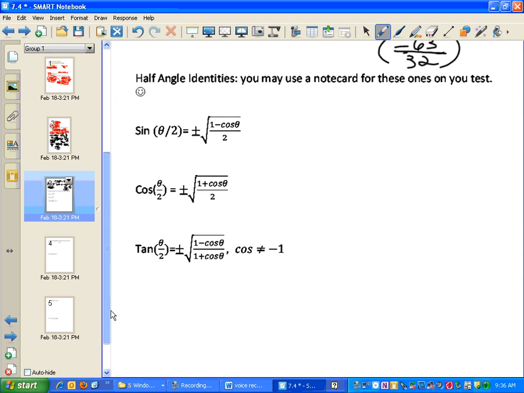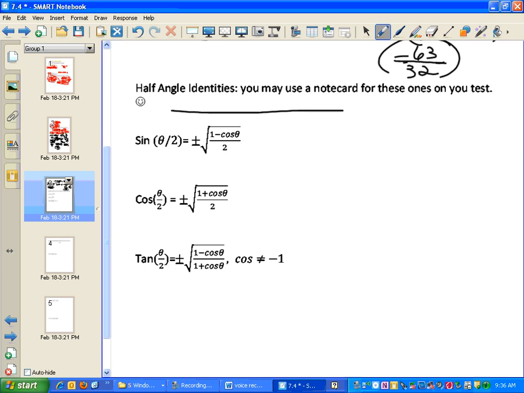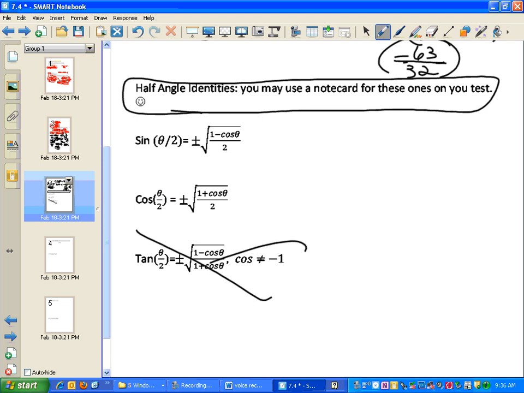Half angles are easy. You don't have to memorize these. You can use these on a note card. These you don't need for next year. Now, tangent, this is what the book gives me, but I did a little more research. I don't like this one at all. We're not going to use that one. That's not a good one. It is annoying, and I can't ever get the right answer when I did this one.